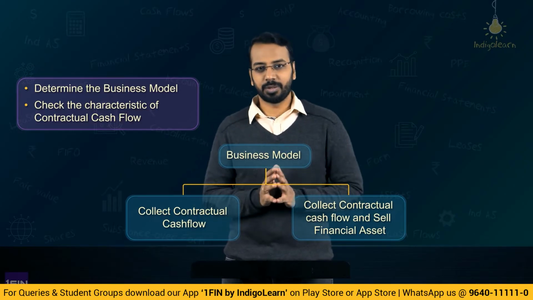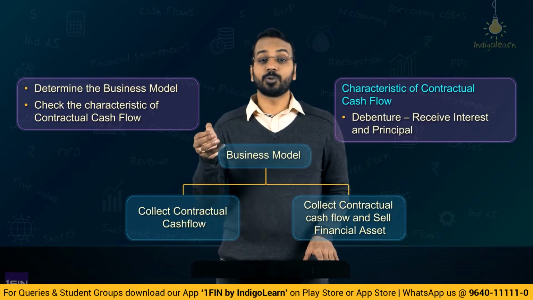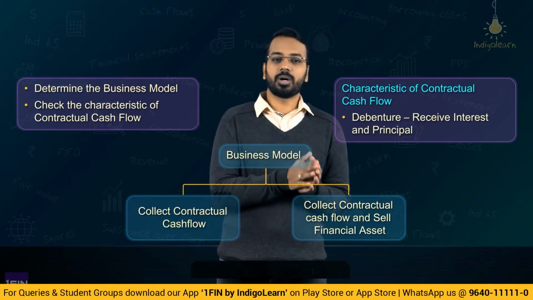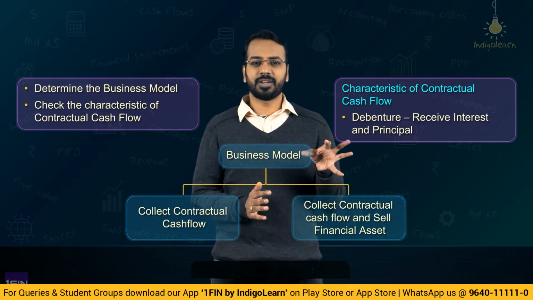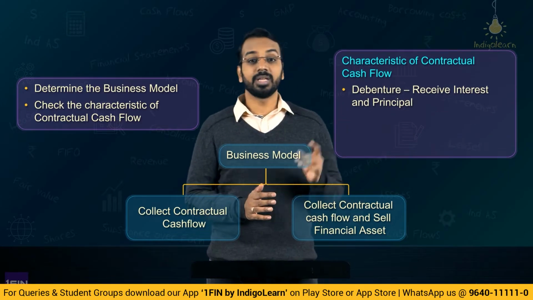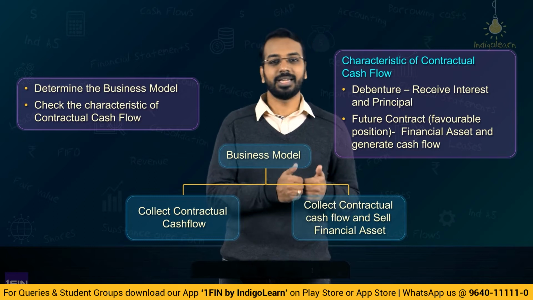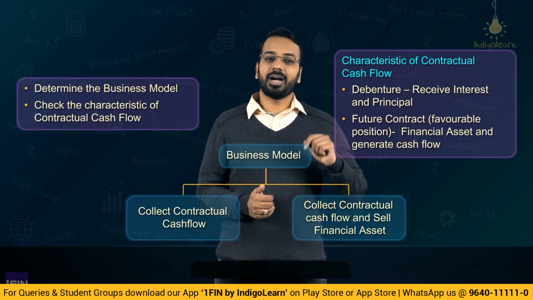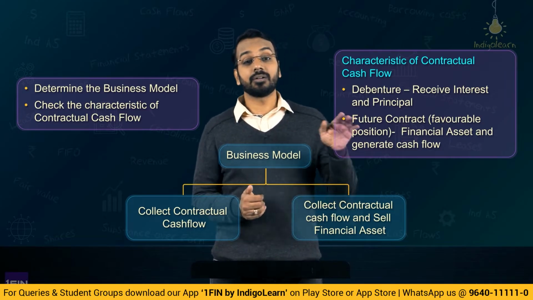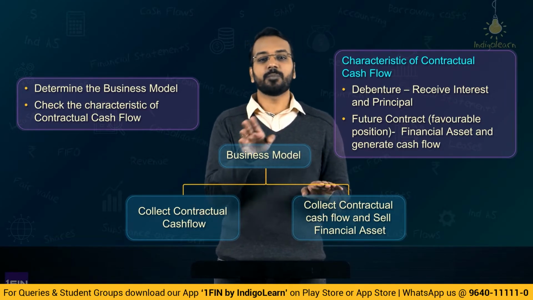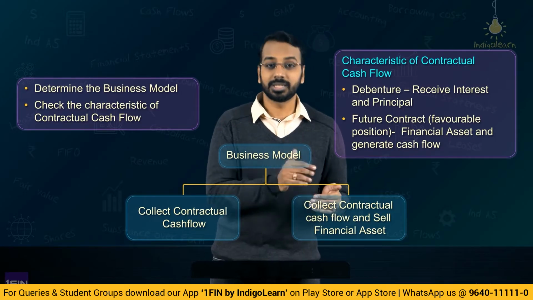Now, what do I mean by that? I gave you an example of debentures where there is a contractual cash flow to receive interest and also to receive principal. There can be another contract which is a financial asset, and under the contract I will receive some cash flow. Say for example, I have entered into a future contract. The future contract is favorable, it is in my favor, and hence I have classified it as a financial asset, and under that contract I will receive cash flow. The cash flow that I receive under a future contract is not that of a principal or an interest, right, because that is a contractual cash flow arising out of a derivative.